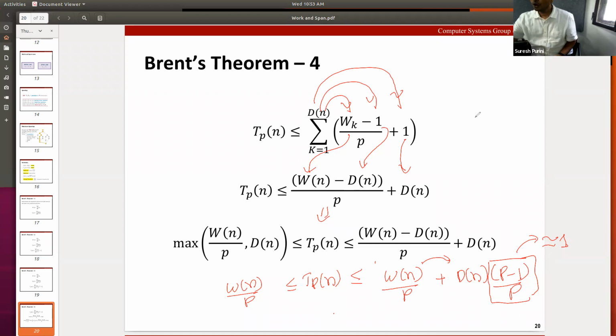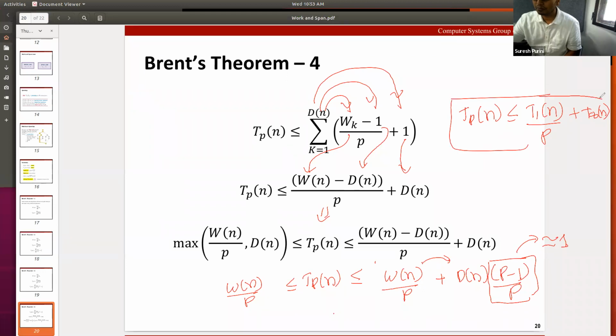If you go see online, in many places Brent's theorem is stated like this. This is how Brent's theorem is stated, an upper bound on the computation. T1 is nothing but the total work, and T infinity is nothing but the span.